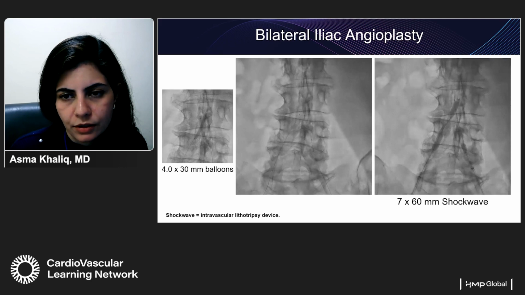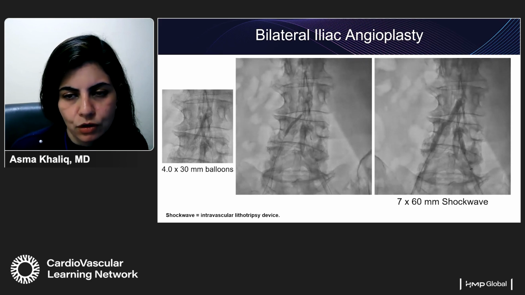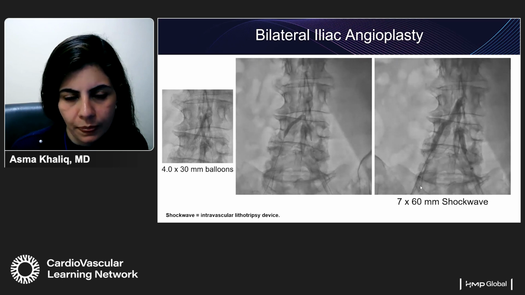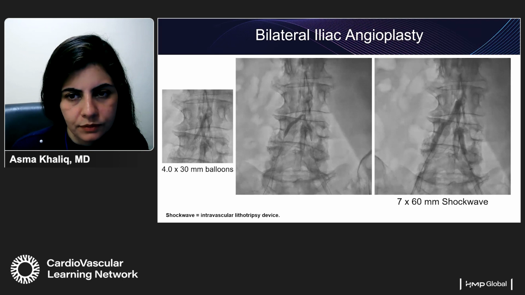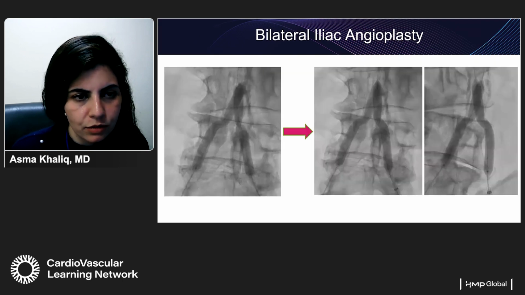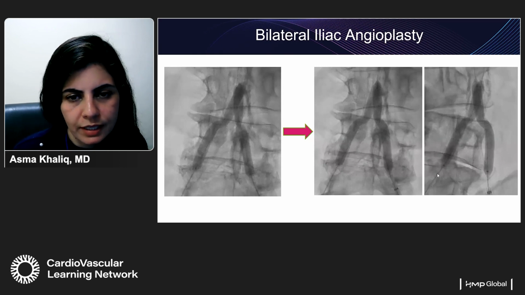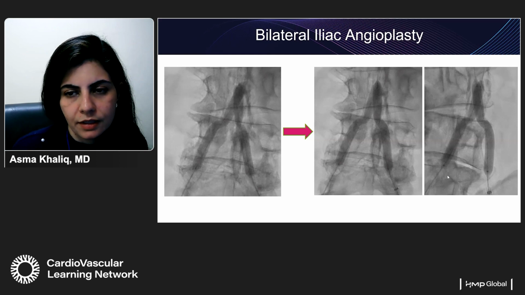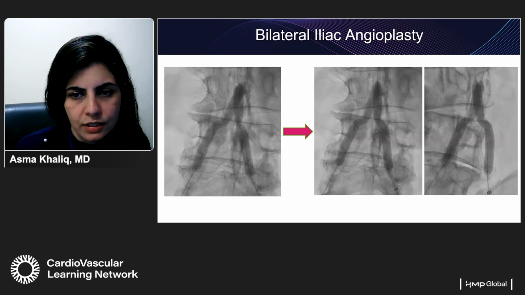And then here you can see the shockwave open up. The shockwave opens the vessel up, and then eventually the left side popped as well. So you can see bilaterally, this is after we utilized most of the pulses, I think 150 on either side. And as you can see in this image 3, there seems to be pretty good expansion in the third picture.